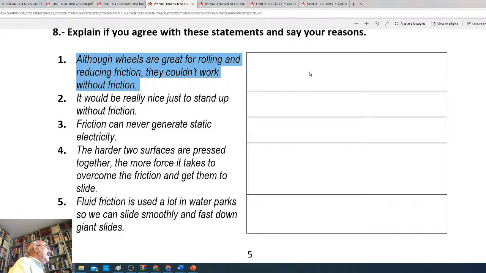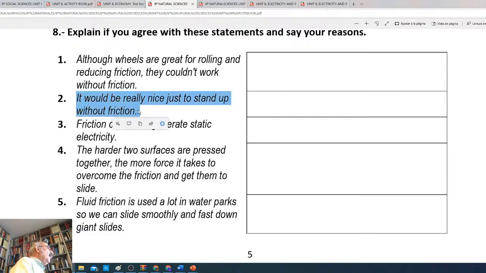And Victor says that he agrees. It is the only one. And the rest of you, are you attentive? Nico agrees as well. Yes, because otherwise you couldn't pull the brake. Okay. And you need a small amount of friction to get moving. So let's move to number 2.